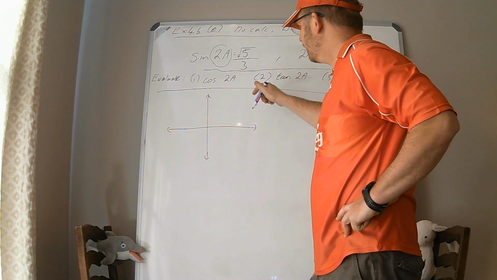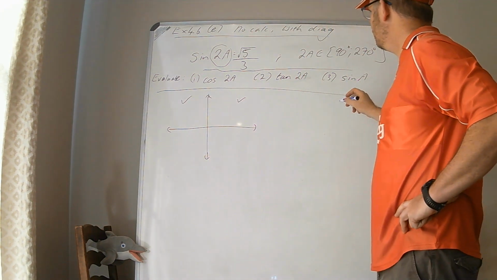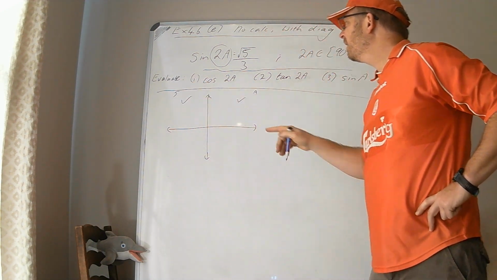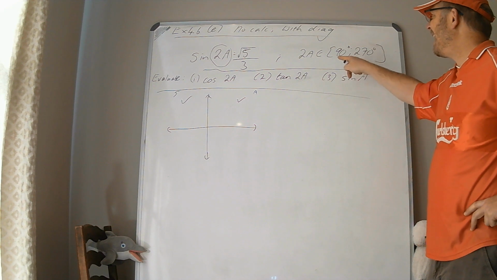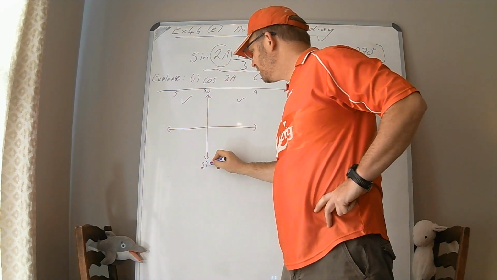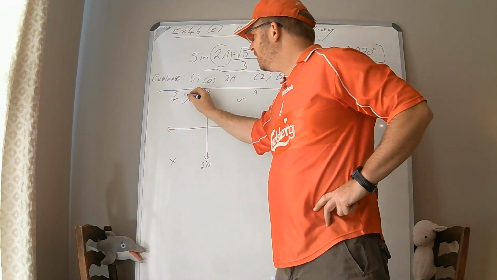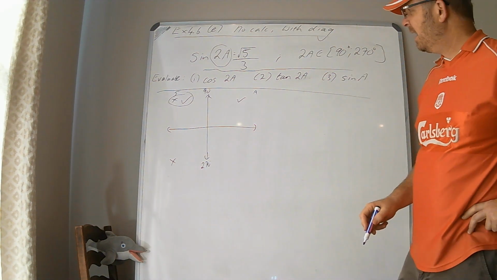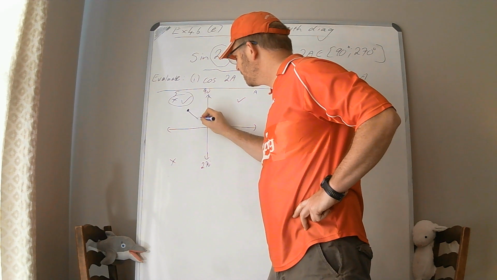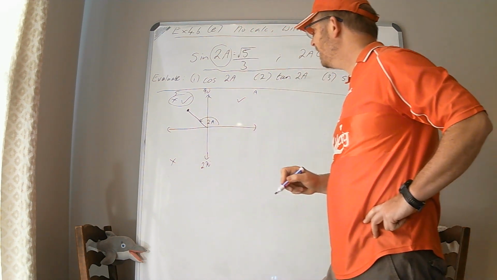Well, first of all, yes, sine is positive, and sine is positive in quadrant 1 and quadrant 2, because of All Students Take Calculus. And then angle 2a lies between 90 and 270. So it can either be there or there. Where do both occur? In quadrant 2. So to draw your diagram, put a point in quadrant 2. Here is angle 2a.